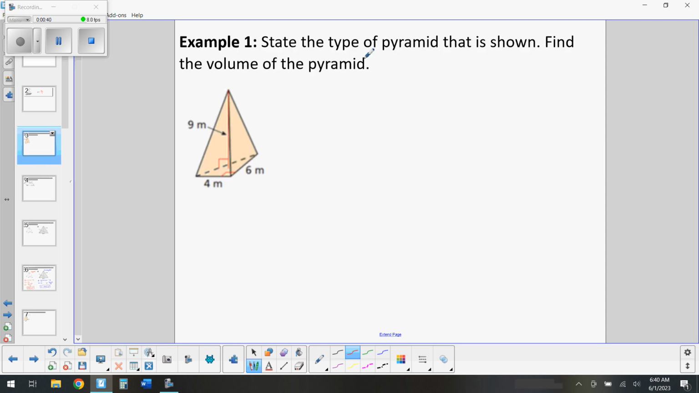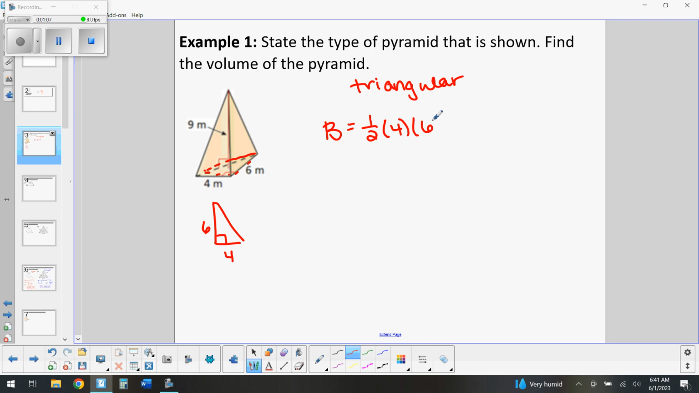So here we want to know what type of pyramid is shown and find the volume. If I look at the bottom here, that shape is a triangle. It's actually a right triangle, but it is a triangular pyramid. So the area of this triangle we know is 1/2 base times height. If I were to draw this triangle out, I see I have a right angle, with sides of 4 and 6. So this would be 1/2 times 4 times 6, and then we get 12.